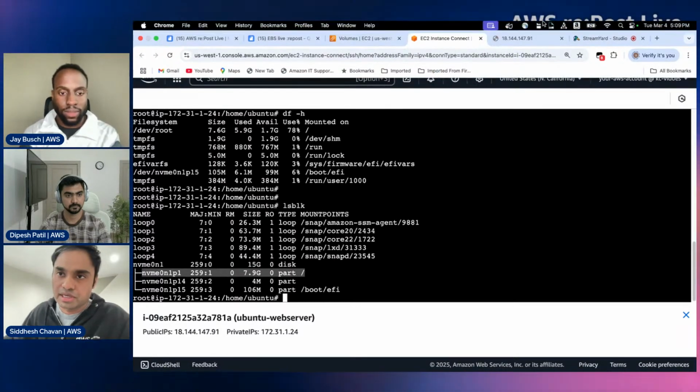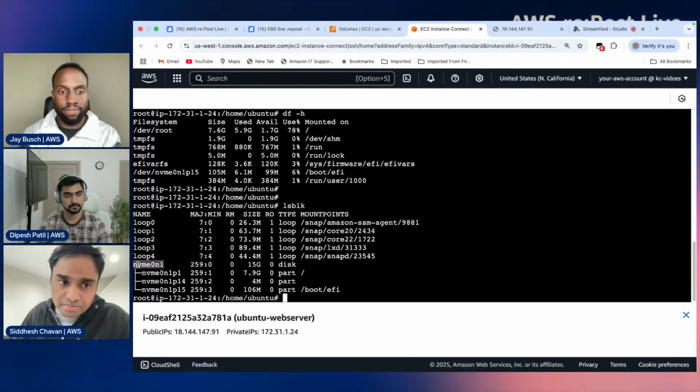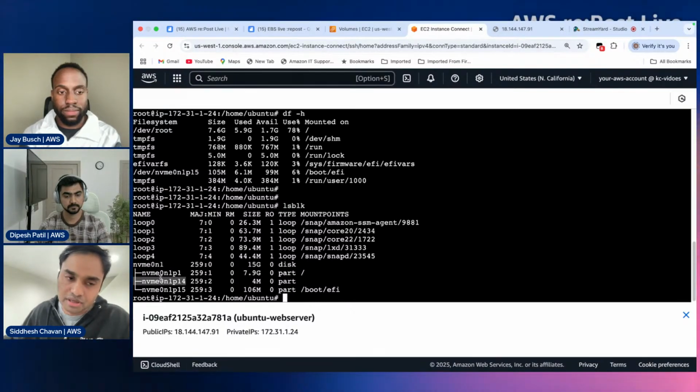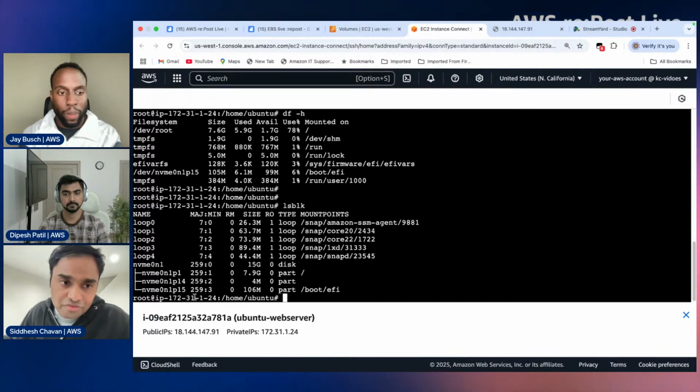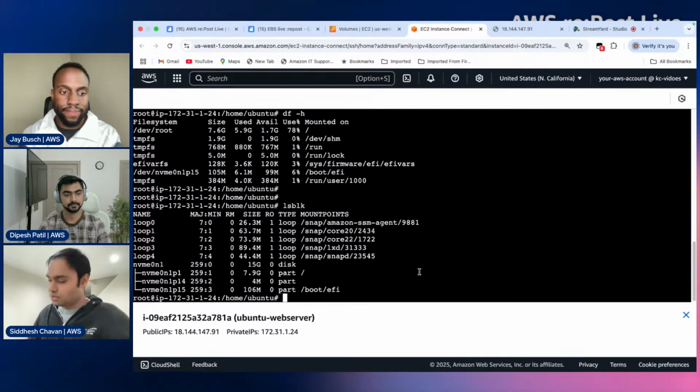One important consideration here is that if there is a root volume which has multiple partitions, you need to always make sure there is free space between the first partition and the second partition. Only in that case can you extend the root volume. I highly recommend you always take a backup of your root volume before making any changes or modifying anything on the root volume.